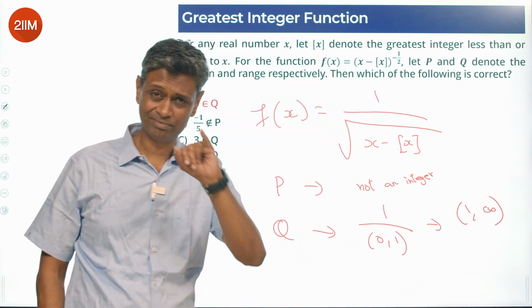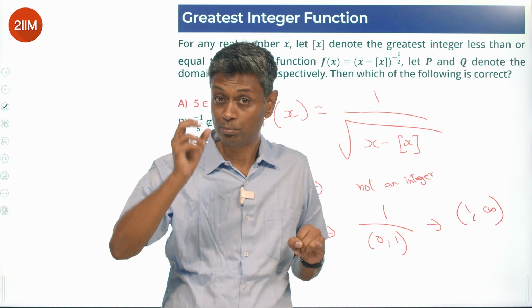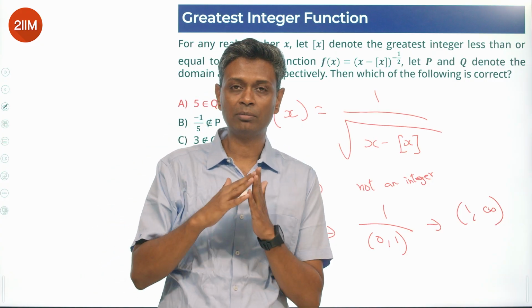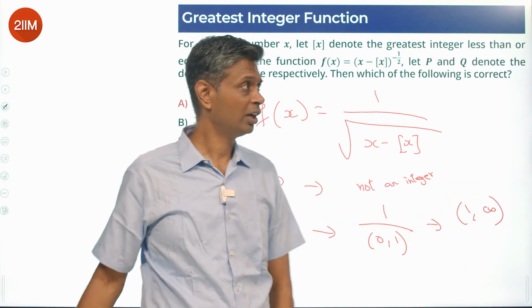This cannot be negative, clear. It is 1 by a proper fraction, positive proper fraction. That means a number from 1 to infinity, not including 1, not including infinity. Then look at the choices.